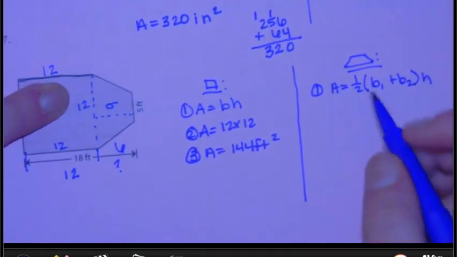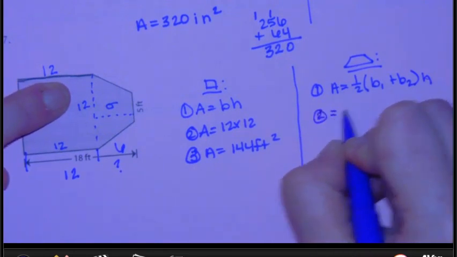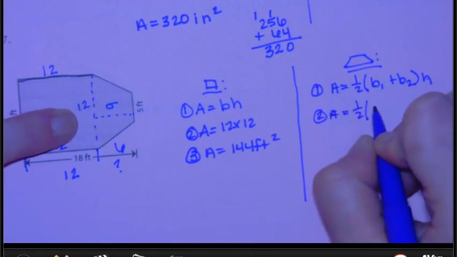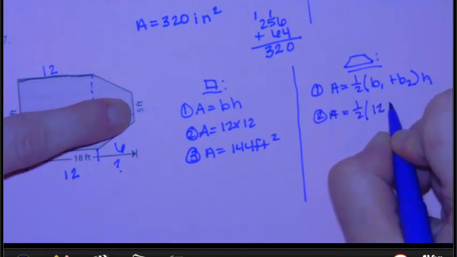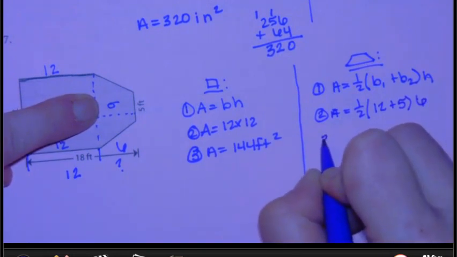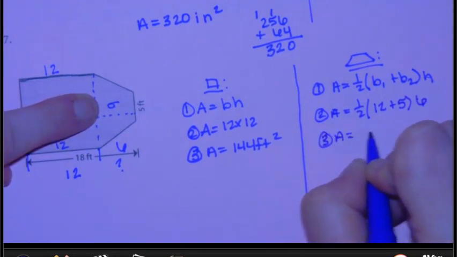All right, so I'm going to look at my trapezoid, and I have area is equal to 1/2. One of my bases is 12. The other base is 5, and the height is 6. And then step 3 is to solve.